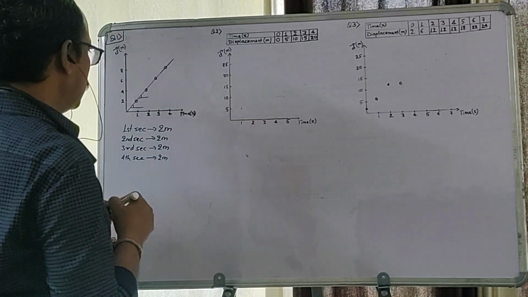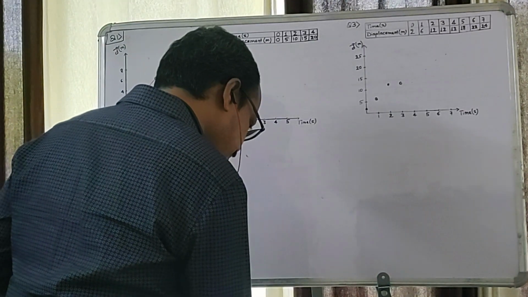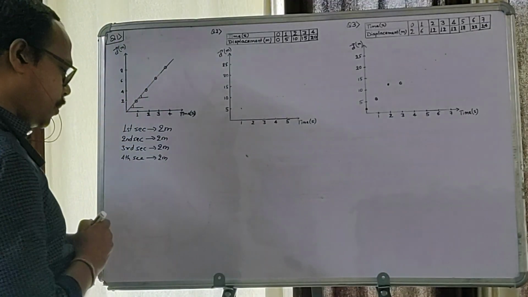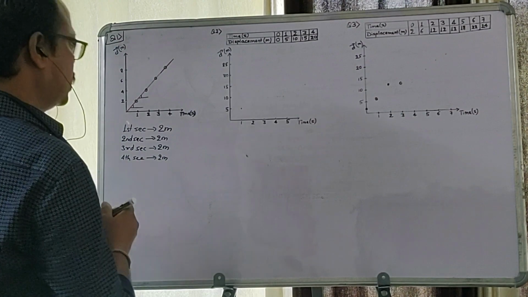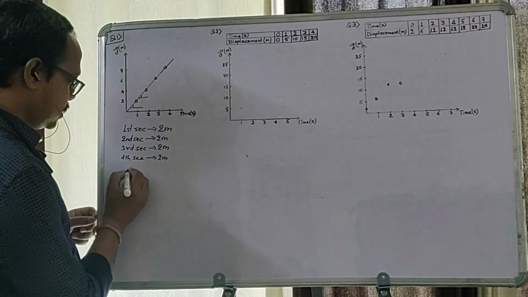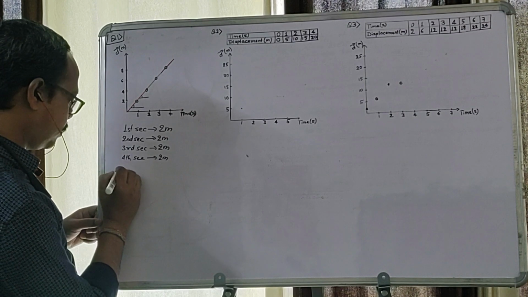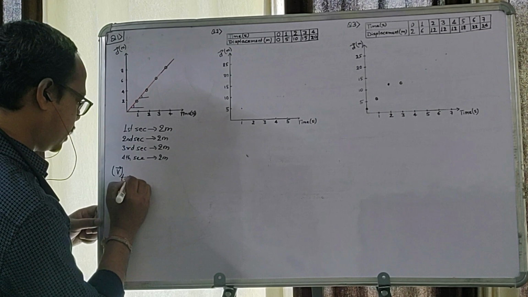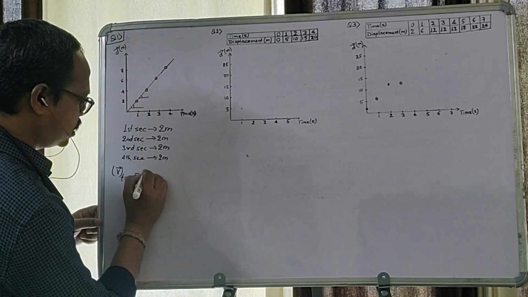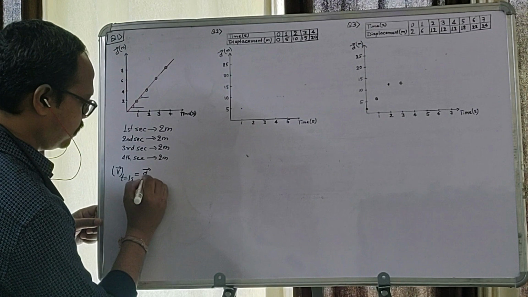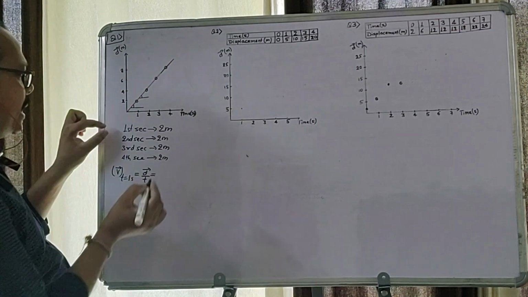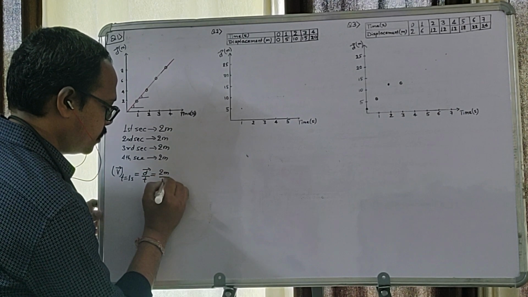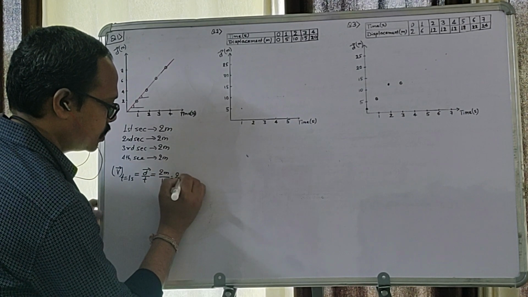Anyway, here what we are required to find out is the velocity of the body at t equal to 1 second. So can we write it this way? Velocity of the body at t equal to 1 second. This is displacement by time. What is the displacement made in 1 second? It is 2 meter, in 1 second. This is coming 2 meter per second.